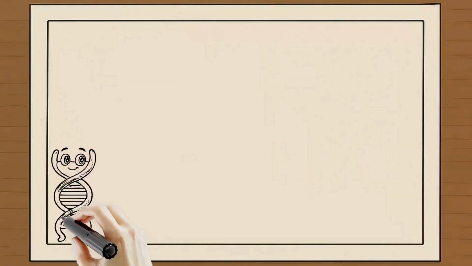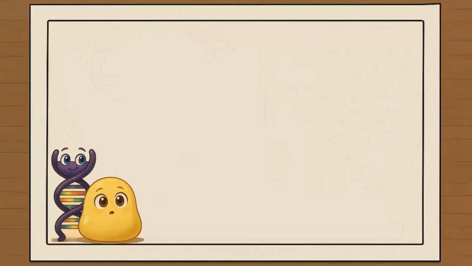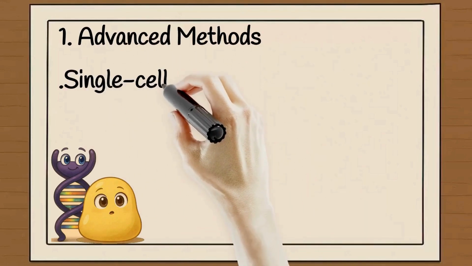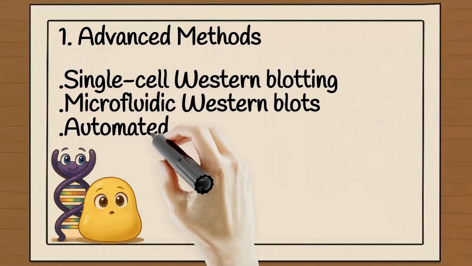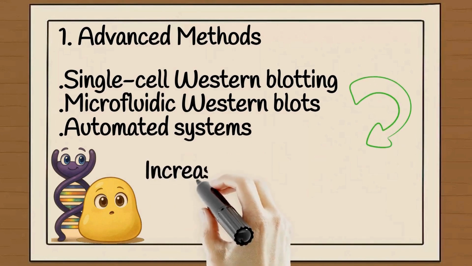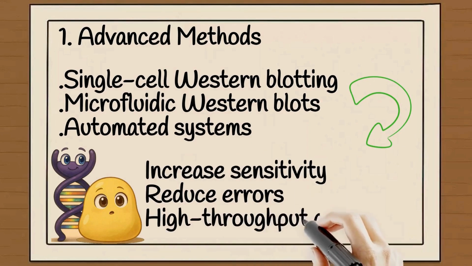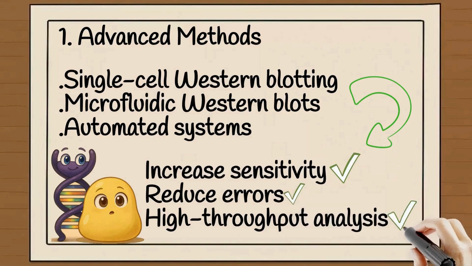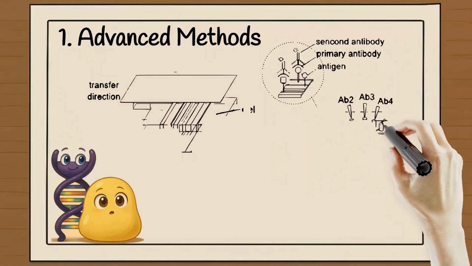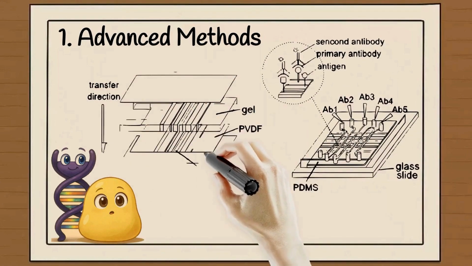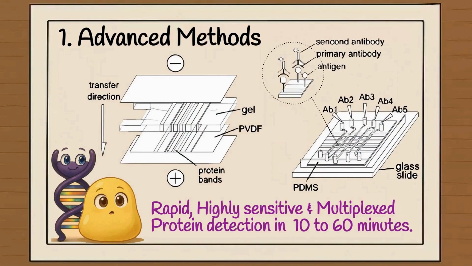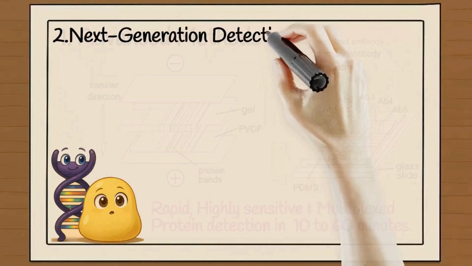The future of Western blotting is even more exciting, with new technologies pushing the boundaries of what's possible. Advanced methods. Innovations like single-cell Western blotting, microfluidic Western blots, and automated systems increase sensitivity, reduce errors, and allow for high-throughput analysis. Microfluidic Western blotting, for example, can give you rapid, highly sensitive, and multiplexed protein detection in just 10 to 60 minutes.